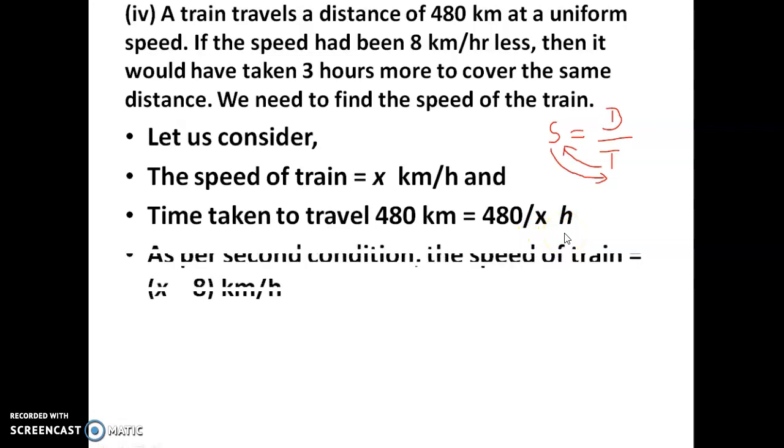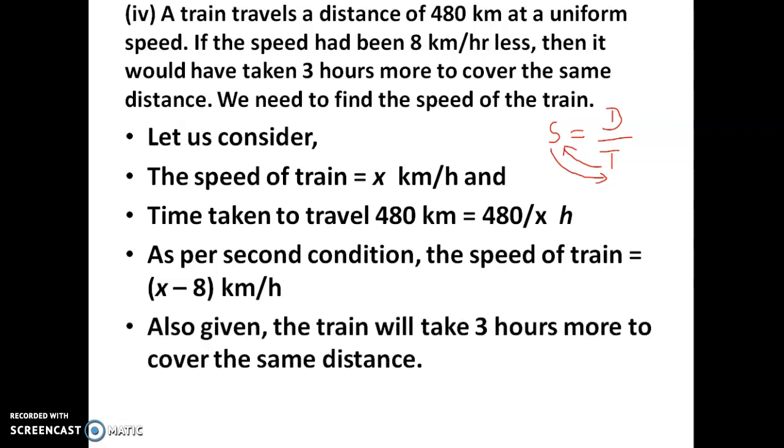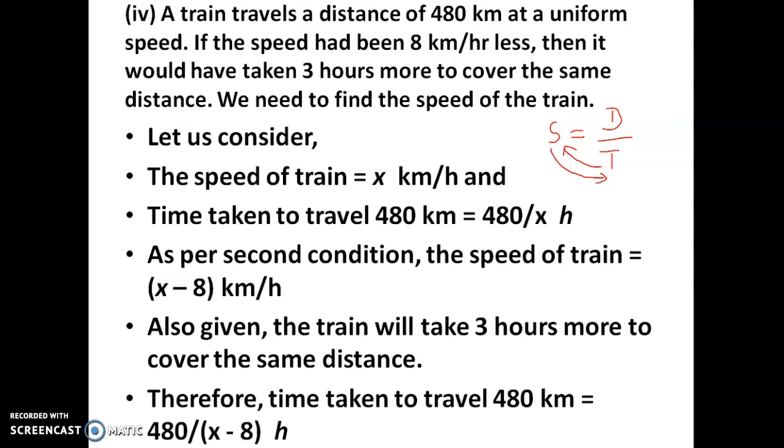Now the second condition. Second condition is speed is reduced, so x minus 8 is the speed of the train. Then how much time will it take? It will take extra 3 hours. How are we going to represent this? By the same formula only. Now the distance again is 480 kilometers, but the speed is reduced to x minus 8. So that we are writing for the time taken.